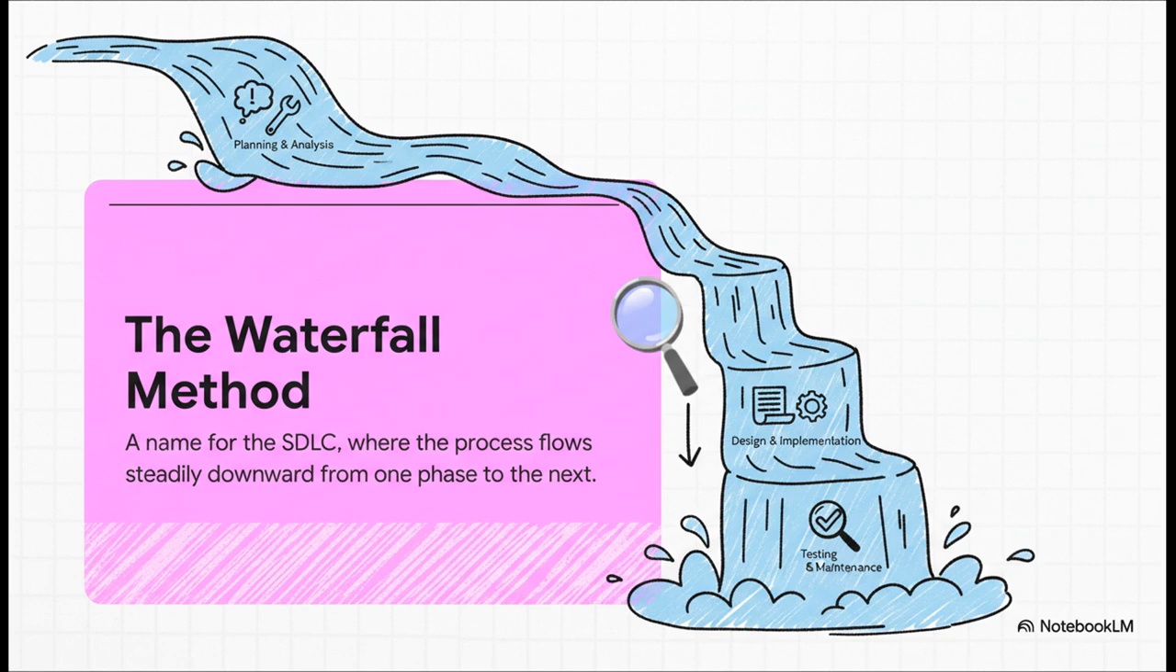And there's a really good reason for this strict order. Fixing a mistake on a paper blueprint is easy, right? You just use an eraser. But fixing a mistake in the concrete foundation of a house, yeah, that requires a wrecking ball. This method is all about finding those mistakes early.